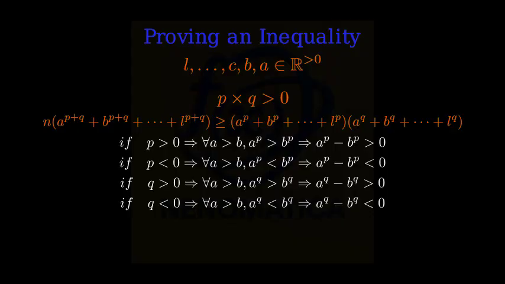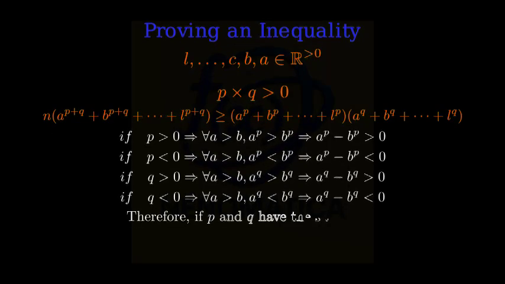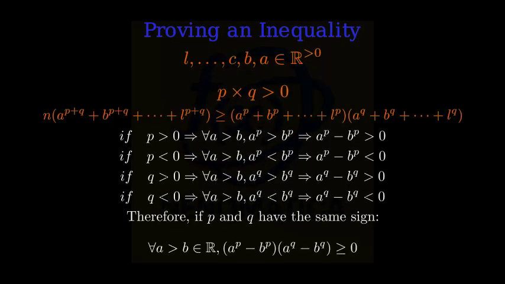Based on the four inequalities above, we can deduce an important property. If p and q have the same sign, meaning either both are positive or both are negative, then for all real numbers a greater than b, the product of a^p minus b^p and a^q minus b^q will be greater than or equal to 0.